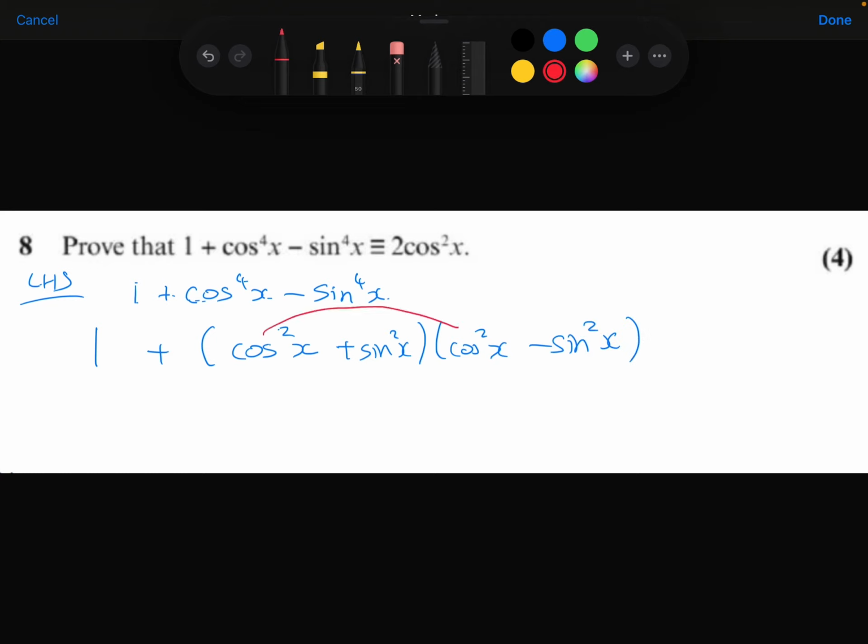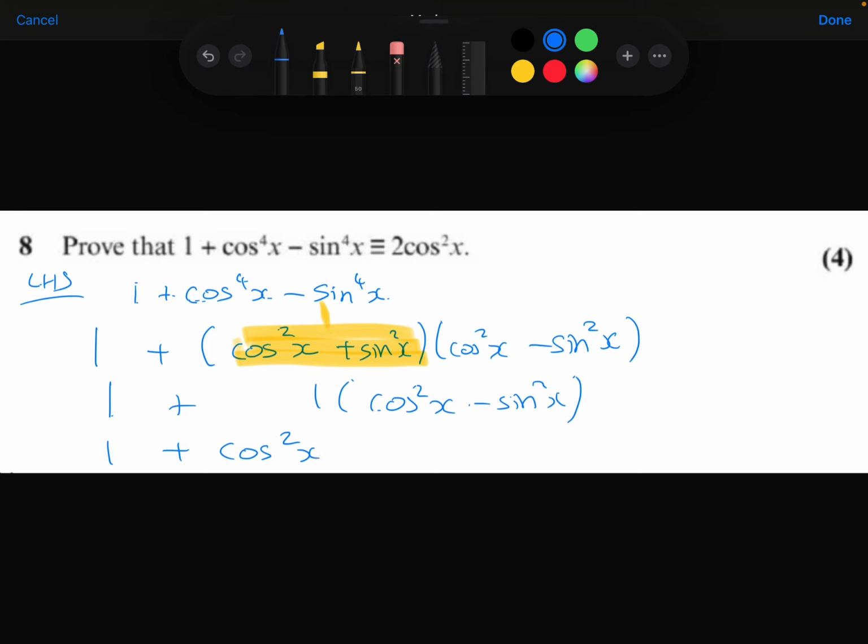Hopefully you can see that if I times those two together, I get this. If I times these two together, I get this. And the two terms in the middle would cancel each other out. So that's all good. And even better than this, I've got cos squared x plus sine squared x, and I know that that is just 1. So I've got 1 plus 1 times cos squared x minus sine squared x. So 1 plus 1 lot of cos squared is cos squared, 1 lot of sine squared is sine squared.